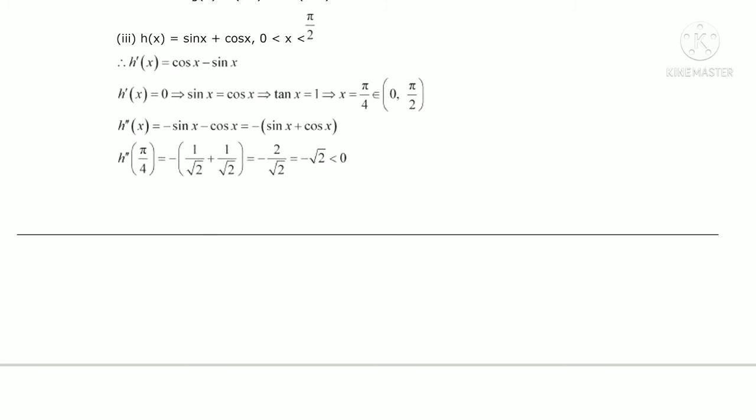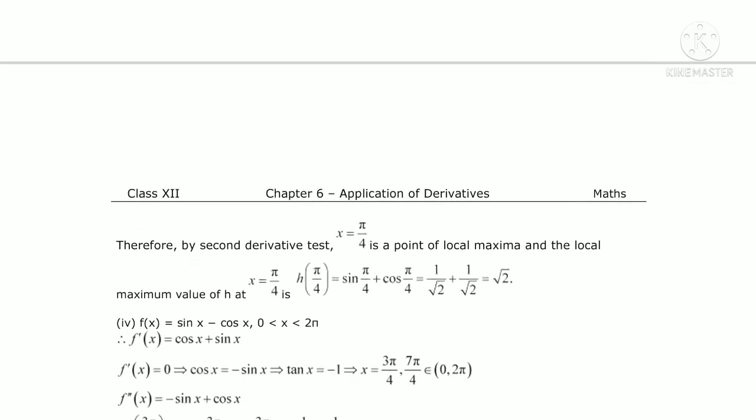Now after that, we have to differentiate the function one more time. When we differentiate, we get minus sin x minus cos x, and taking minus common, minus of sin x plus cos x. Now in place of x we write pi by 4. After putting the value of pi by 4 and calculating, we get minus root 2, which is less than 0. Less than 0 means maximum value. So our conclusion is: therefore by the second derivative test, x equal to pi by 4 is a point of local maxima, and the local maximum value is root over 2.